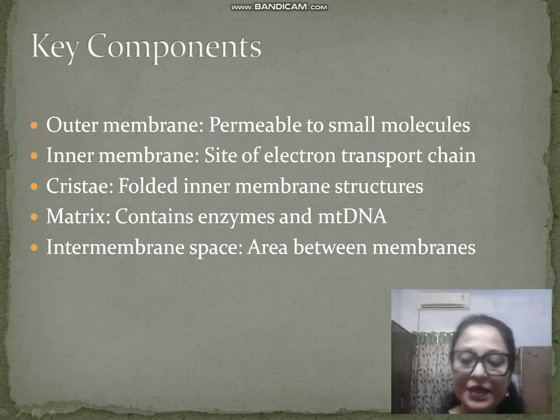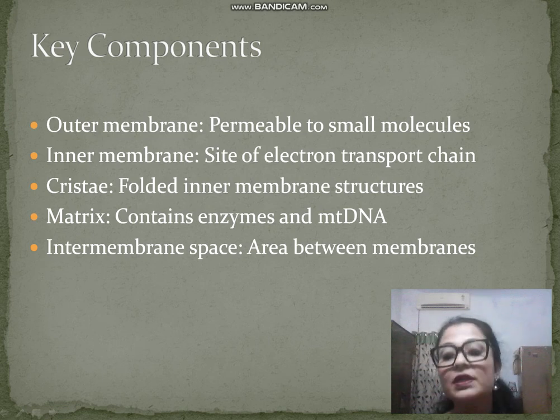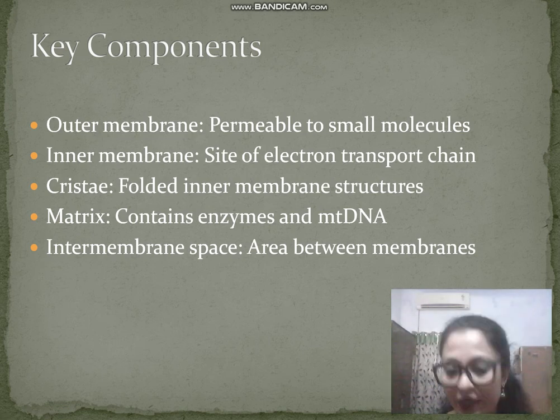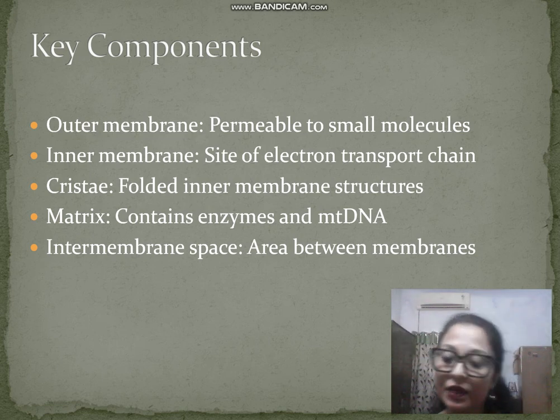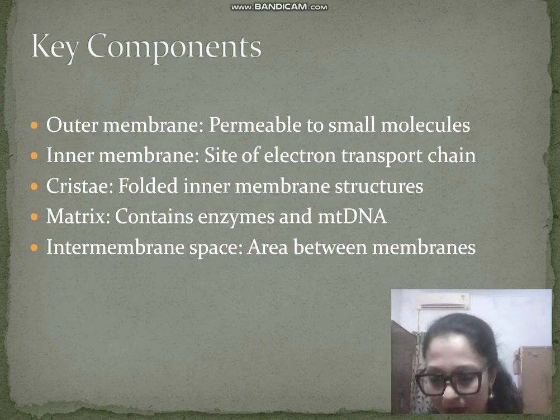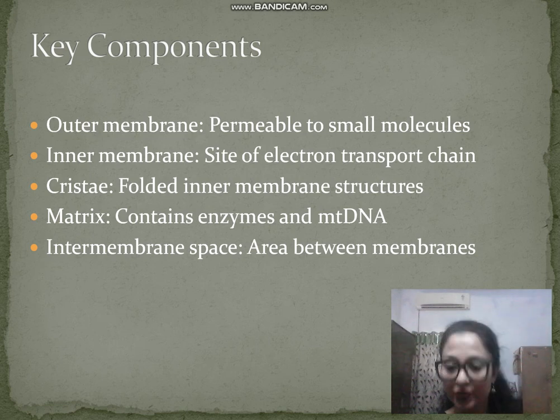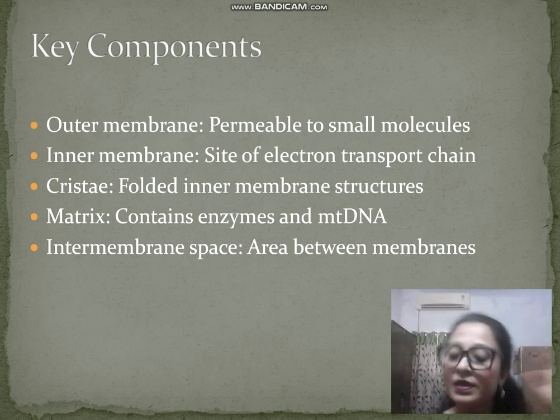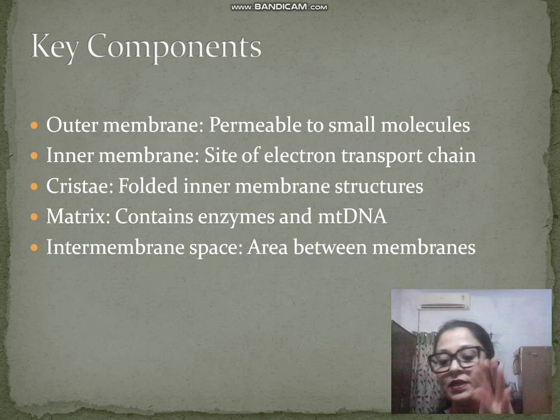And then there is the intermembrane space. Naturally, when there are two membranes, there is a space between the two membranes. This intermembrane space is the area between the membranes. When you study the proton pumping and proton gradient, you will understand the significance of this intermembrane space. But I just wanted to mention this in addition so that you have that in mind. The two membranes are not pasted together. They have some space in between, that is the intermembrane space.